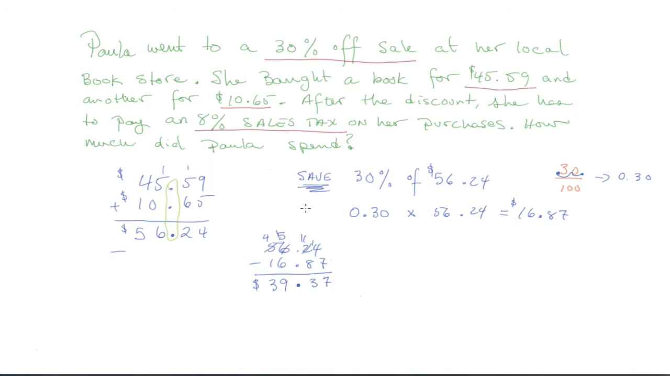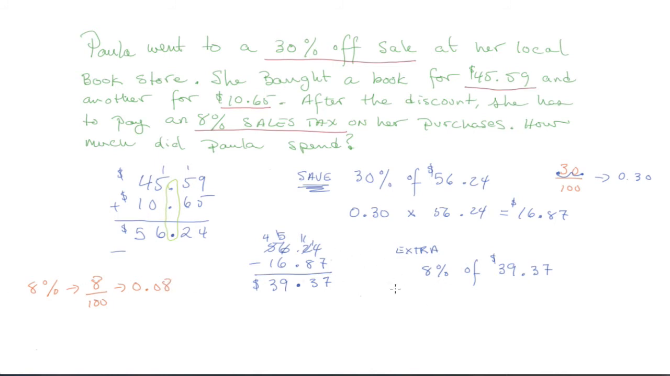But she does have to pay a tax. She has to pay 8% extra as a sales tax. So she's paying extra. She's paying 8% of this $39.37. Now, 8%, let's write this again on the side. 8% is the same thing as saying 8 out of 100. And if I divide 8 by 100, well, this gives me 0.08.